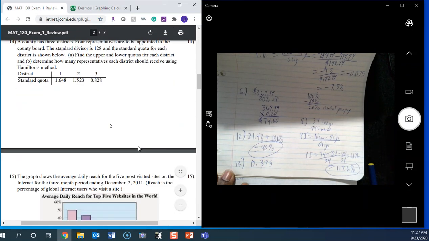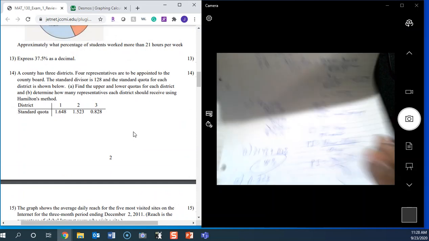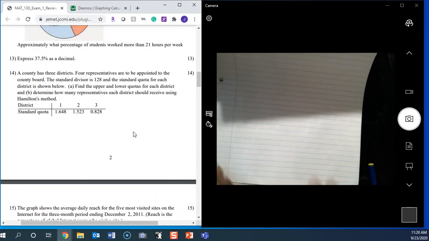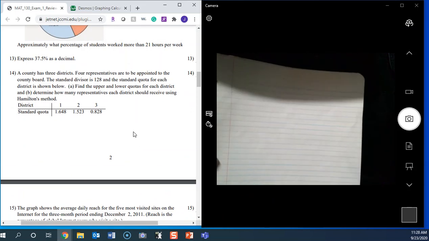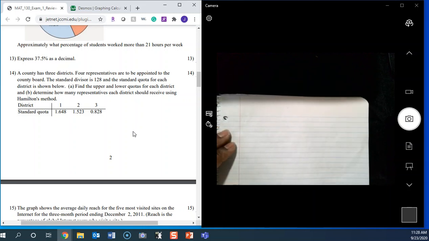Okay, now number 14. It says a county has 3 districts. 4 representatives are to be appointed to the county board. The standard divisor is 128, and the standard quota for each district is shown below. A, find the upper and lower quotas for each district, and B, determine how many representatives each district should receive using Hamilton's method. Okay, so let's take a look here.